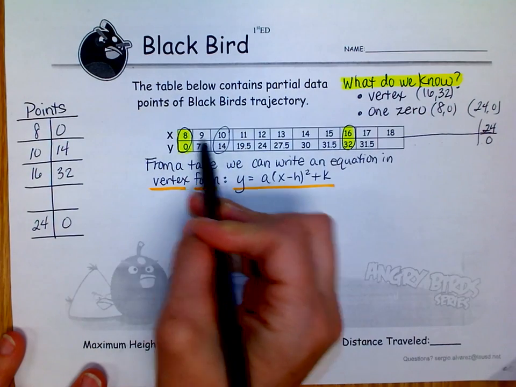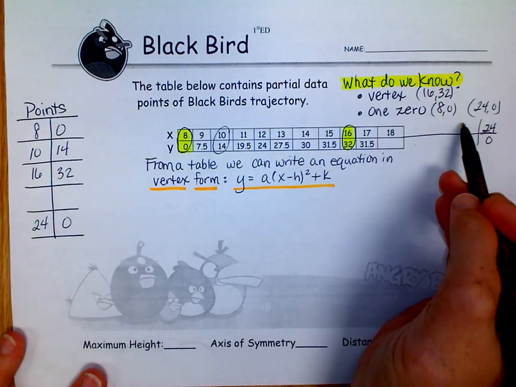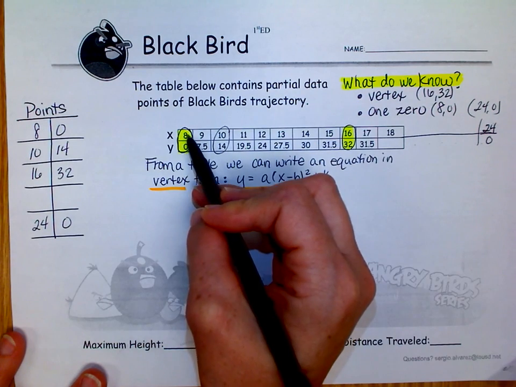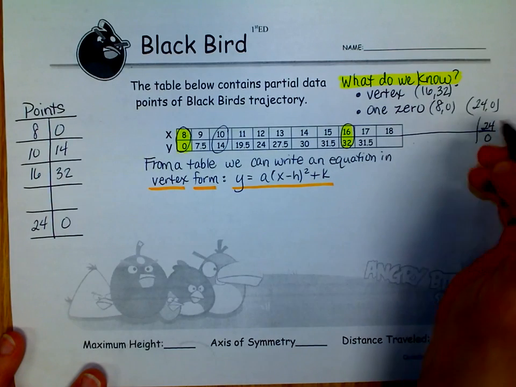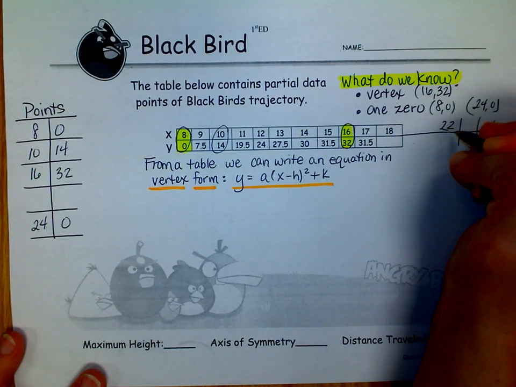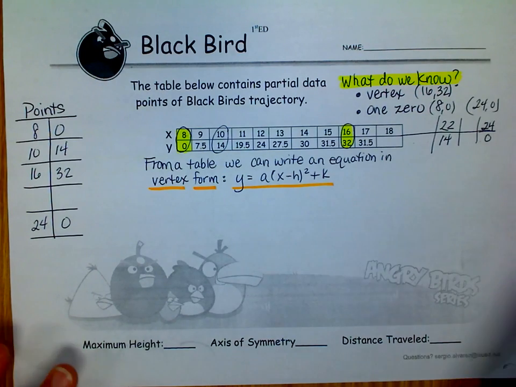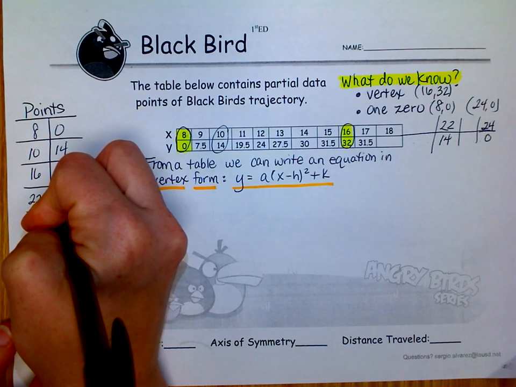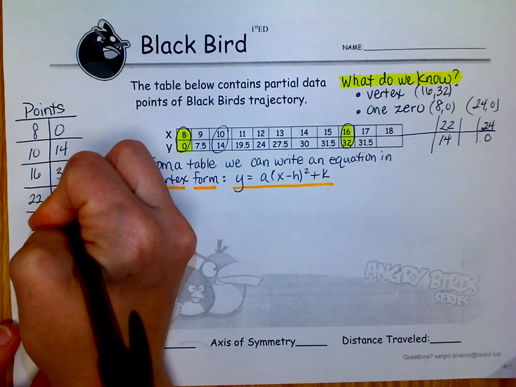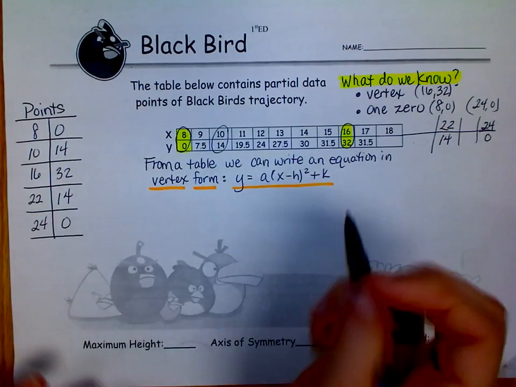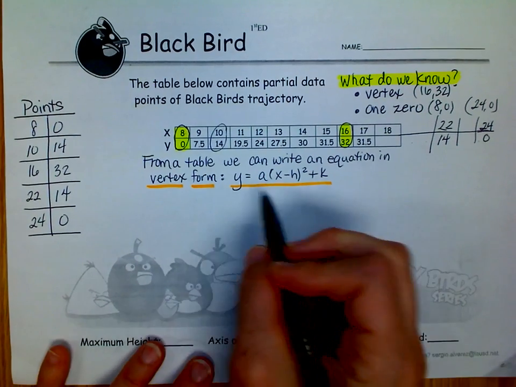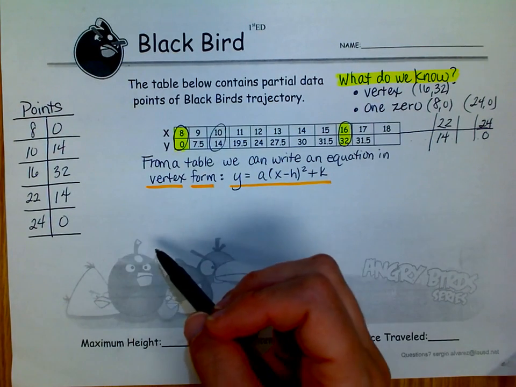If we're going to choose 10 and 14, the reflected point from the other side would be at 22, because 10 is 2 above 8. So we're going to go 2 below this 24 to see what would happen down here at 22. So at 22, we would also have a height of 14. So we can go ahead and list that over here as well. Okay, and again, you could have picked any of these points you desired to. We just chose those.